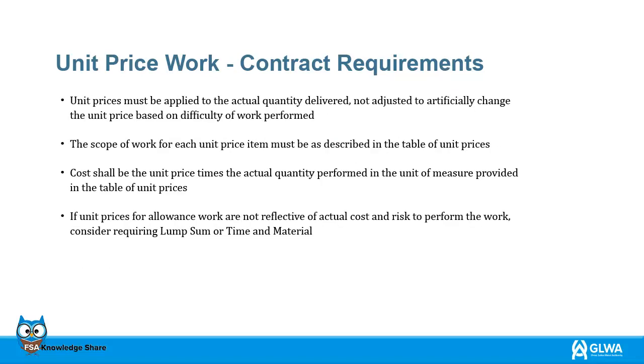The contract requirements of the unit price work are as follows. Unit rates must be attributed to the real amount delivered, rather than being arbitrarily changed depending on the difficulty of the work done. Each unit price item scope of work must be as specified in the table of unit prices. The cost is calculated by multiplying the unit price by the actual quantity performed in the unit of measure specified in the unit price table. Consider demanding lump sum or time and materials if unit costs for allowance work are not indicative of real cost and risk to conduct the work.